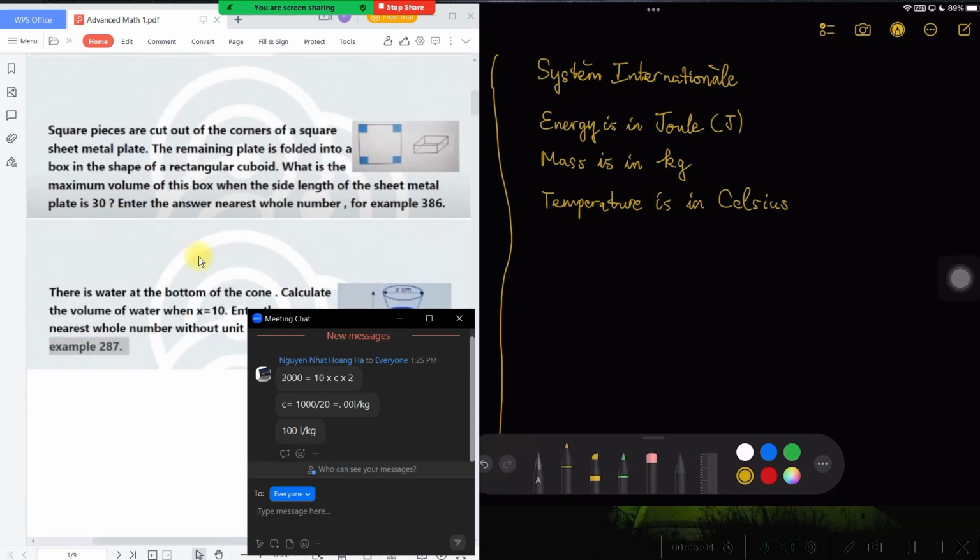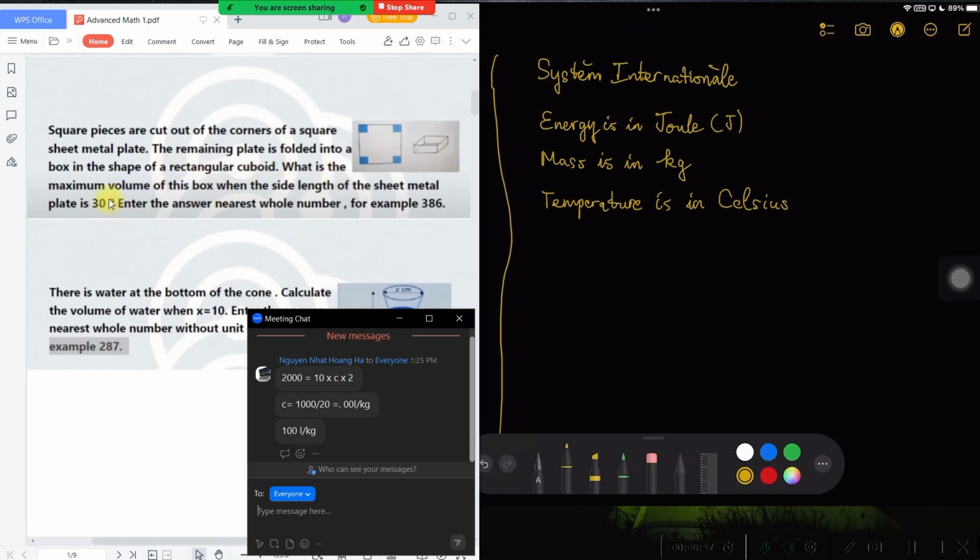Next one. Square pieces are cut out of the corner of a square sheet metal plate. Những cái miếng mà hình vuông được cắt ra từ những cái cạnh của một cái hình vuông, của một cái gọi là miếng kim loại hình vuông. The remaining plate is folded into a box in the shape of a rectangular cuboid. Những cái phần còn lại của cái miếng kim loại đó được gấp lại thành một cái hộp trong cái hình dạng của một cái hình cuboid, là cái giống như cái hình hộp á, hình chữ nhật á.